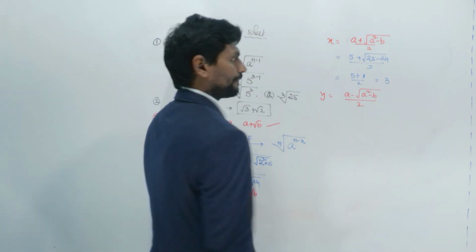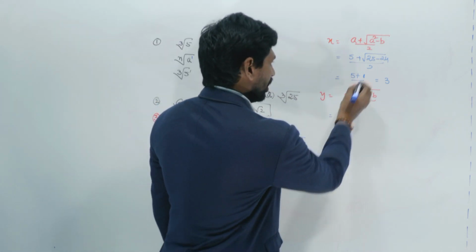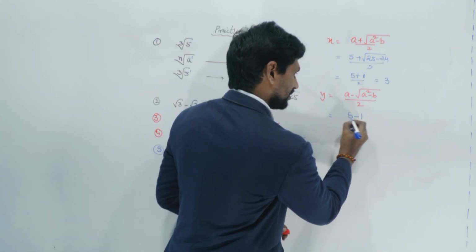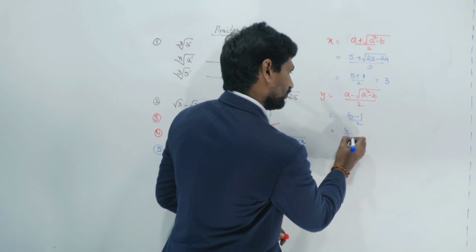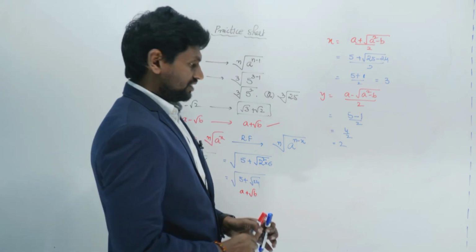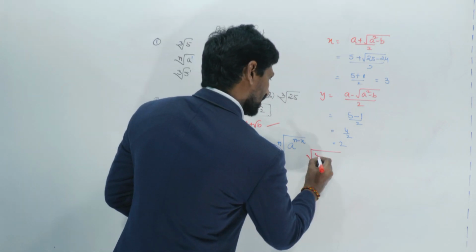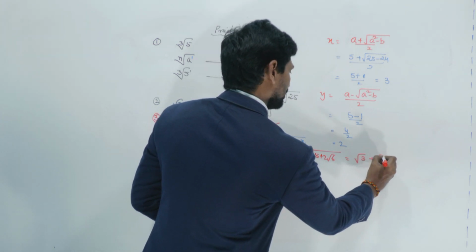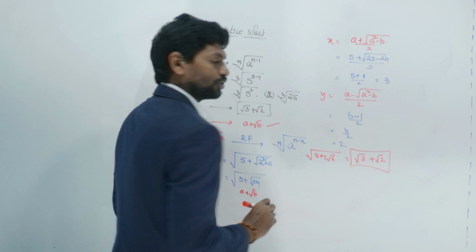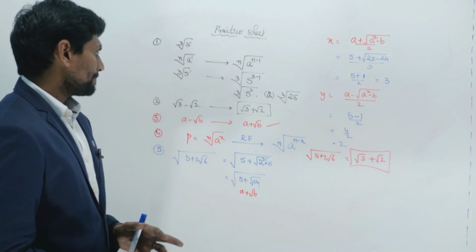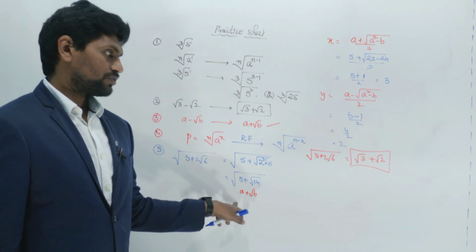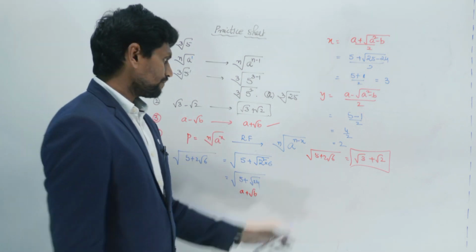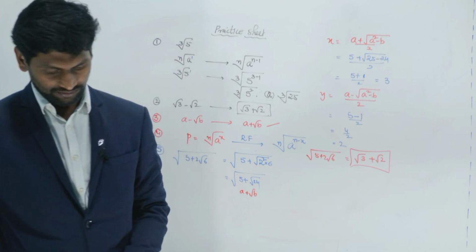X value is 3. In the same way here, all the processes are the same, but here 5 minus will be there. Here 5 minus 1 by 2. 5 minus 1 means 4. 4 by 2 value is 2. Therefore, the square root of 5 plus 2 root 6 is nothing but root 3 plus root 2. Root 3 plus root 2. Okay? It is in the form of root x plus root y, right? In the same way. Please note this.